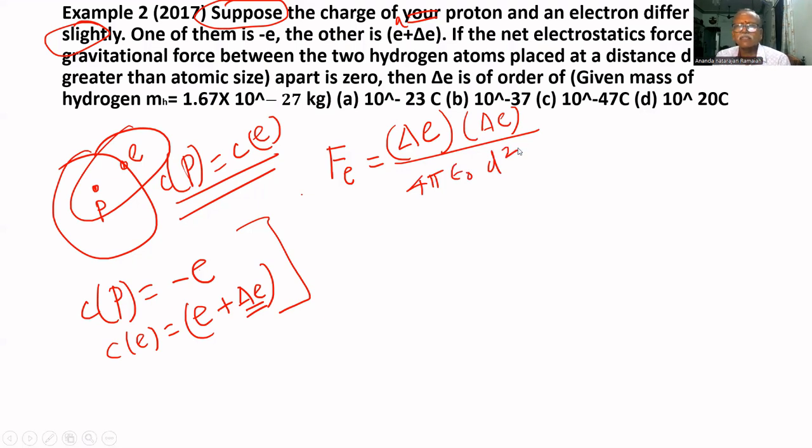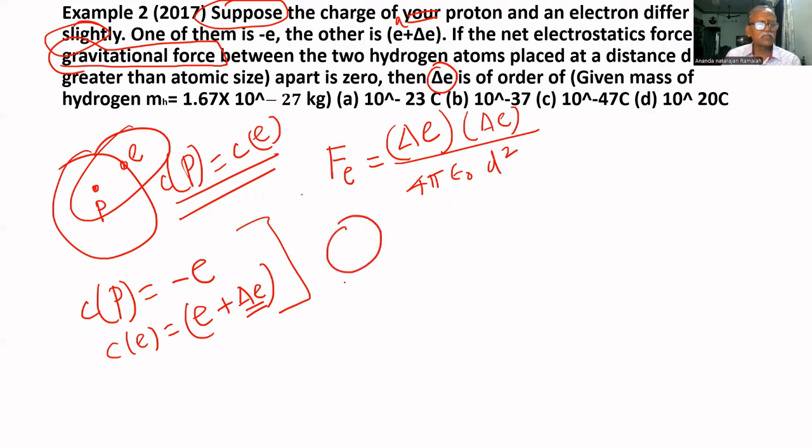It has some size greater than atomic size. That's why it has mass. This hydrogen atom has a mass. We'll read the remaining part of the question. The net electrostatic force and gravitational force, because it has mass, that's why gravitational force also will be there, between the two hydrogen atoms placed at a distance d apart is 0. Then find delta e. He is asking for delta e.